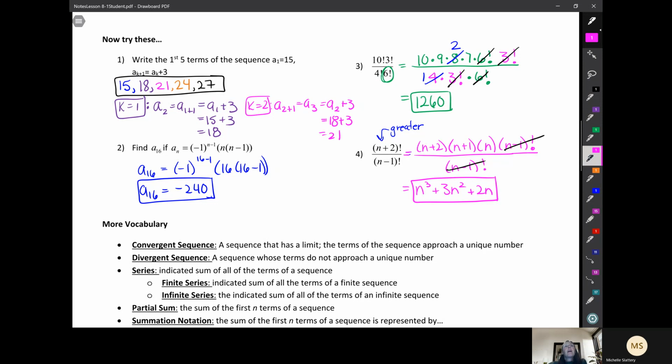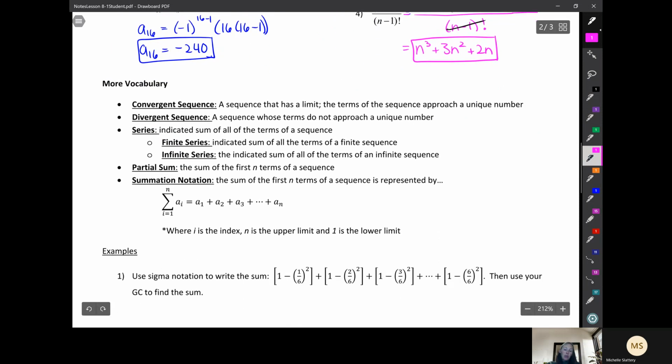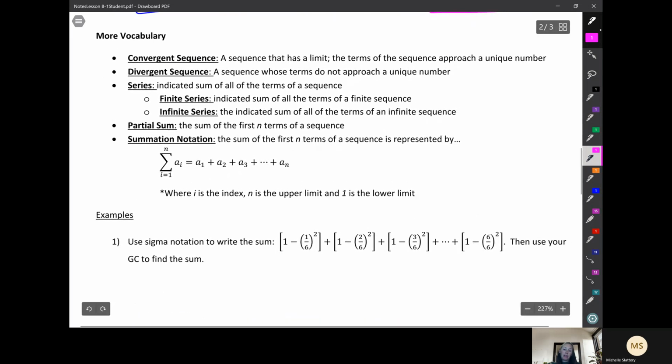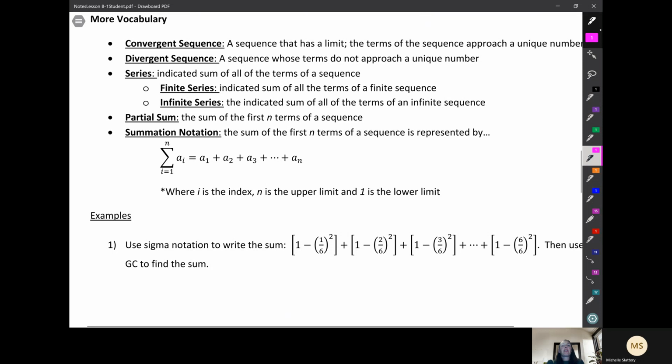Okay. All right, a little bit more vocabulary, and then we're going to get into a few more examples where we're going to use our calculators and learn how to do this on our calculator. So here we have convergent sequences and we have divergent sequences. So convergent sequences are sequences that are going to have a limit. So we've talked about limits in different contexts in this class already. We're going to officially learn limits and how to work with them in chapter 11. Okay, but a convergent sequence means that the terms of the sequence are going to approach a unique number.